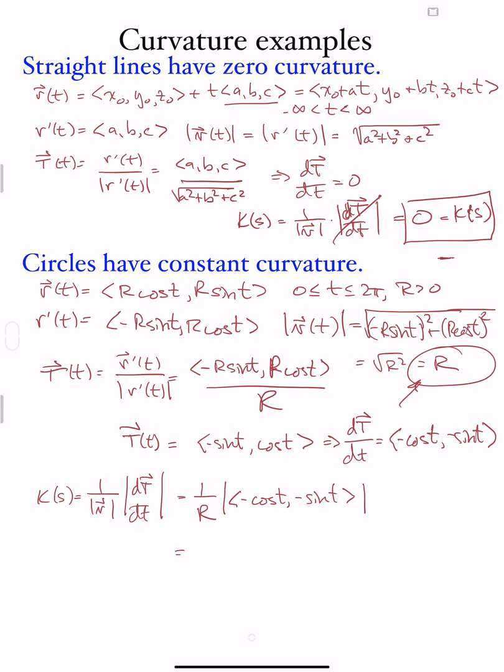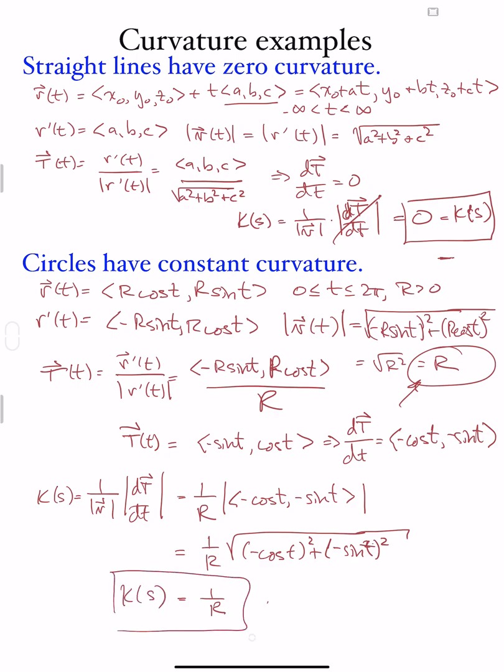Now we compute 1 over r times the square root. Once we factor out the common factor, sine squared t plus cosine squared t, the value under the radical is 1, and so that equals 1 over r. There's our curvature, and remember that r is the radius of the circle.